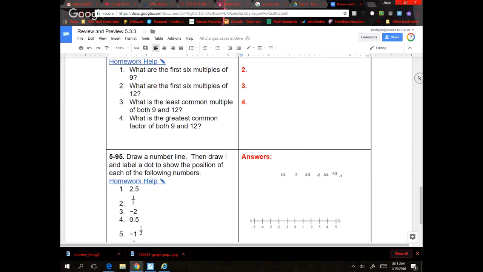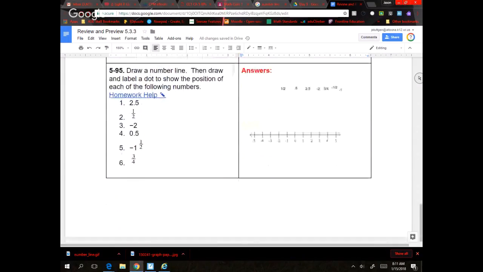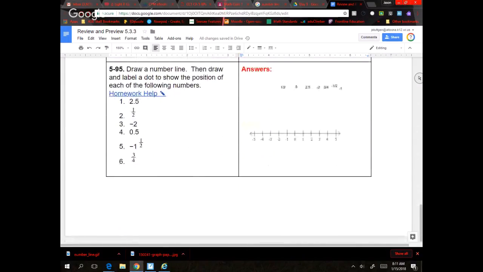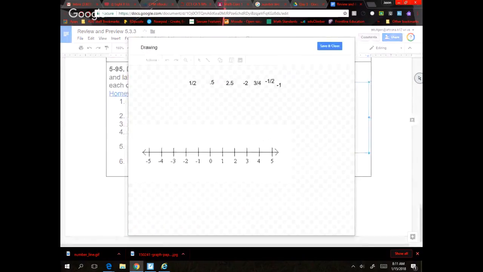All right, next one, 95. Yep, last problem. All you have to do is place these fractions in the number line. If you double tap the number line, it opens up for you. And then you guys can just drag these fractions where they go. All right, I'm going to use my pen to put them in.